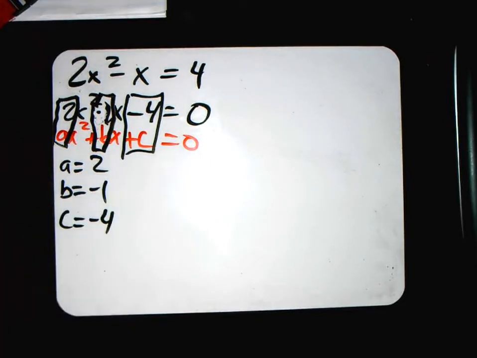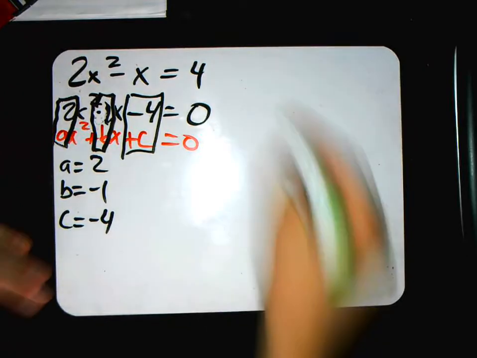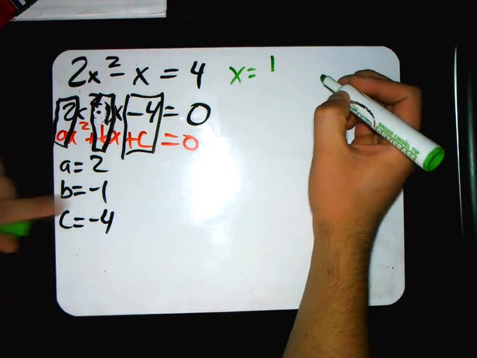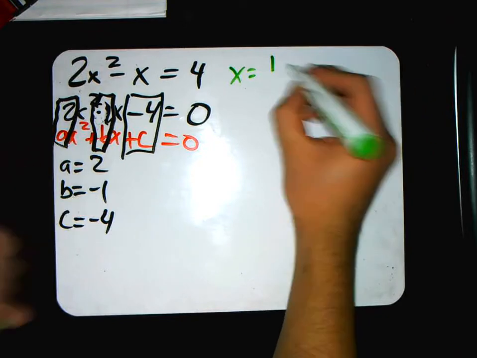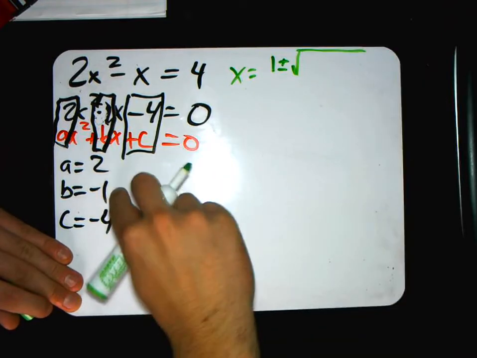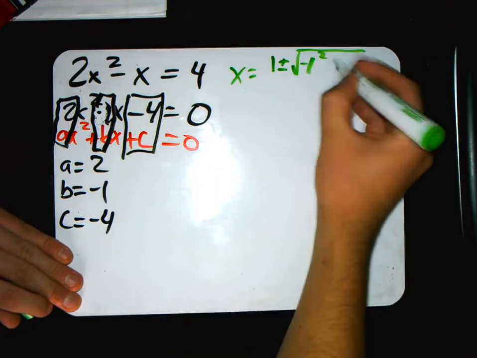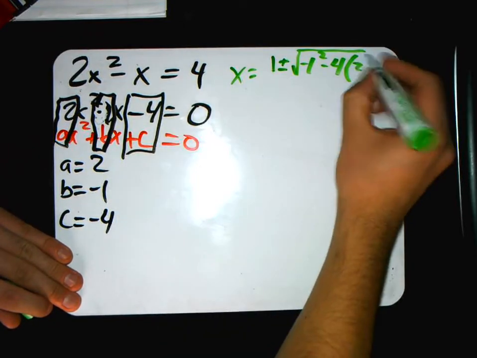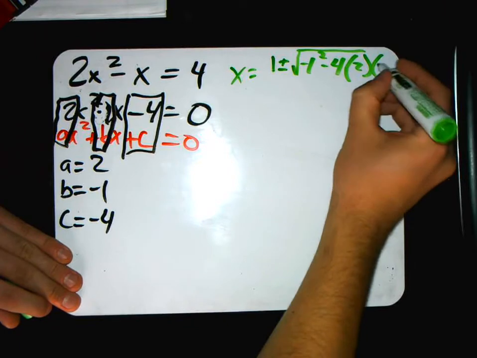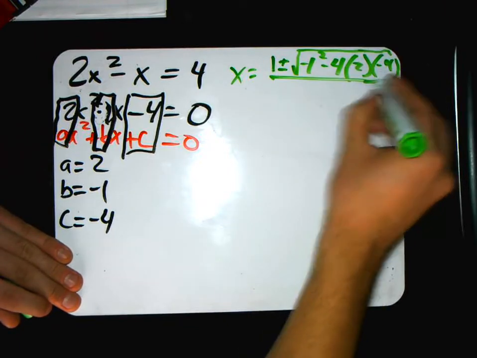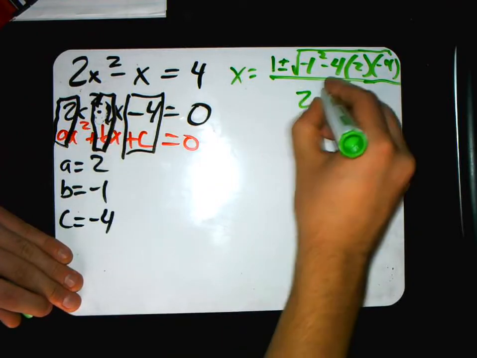Using these three parts, I can plug them into my quadratic formula, which is x equals negative b, which is the opposite of negative 1, plus or minus the square root of b squared minus 4 times a times c. And this is all being divided by 2 times a.